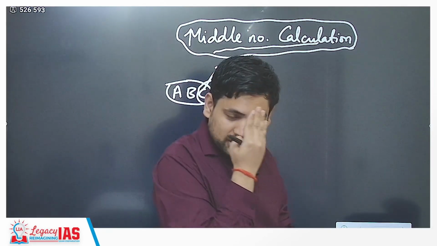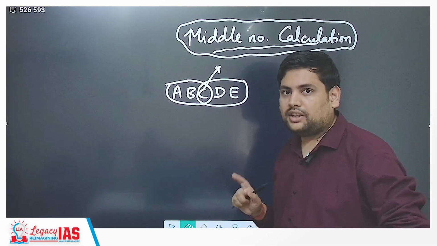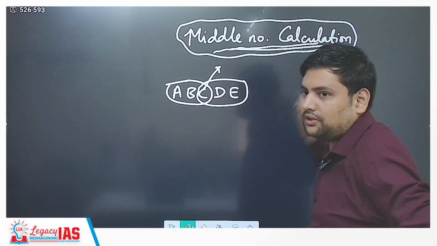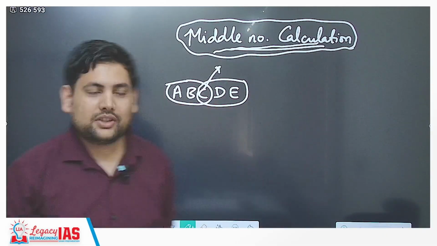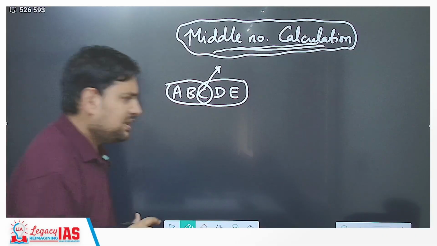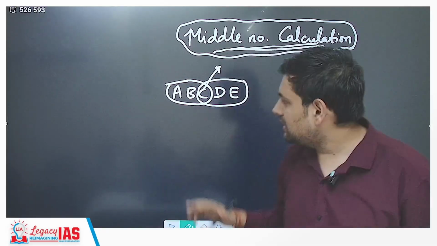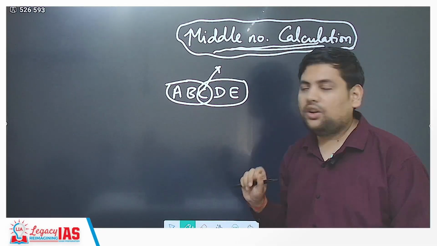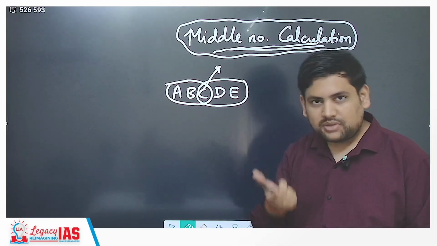So we will be continuing with our topic of average. Now, one part that was left here was middle number calculation. Now here, sometimes what will be given to you? Let's say these are 5 different people. They have 5 different weights. Now, the average in some combination will be given to you.